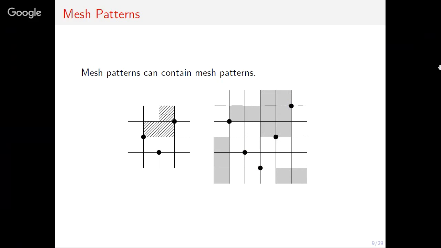And of course, mesh patterns can contain mesh patterns also. So first of all, it has to contain the classical permutation pattern, 213, and the areas corresponding to the shaded areas in the first pattern must correspond to some shaded areas in the other pattern. Okay.